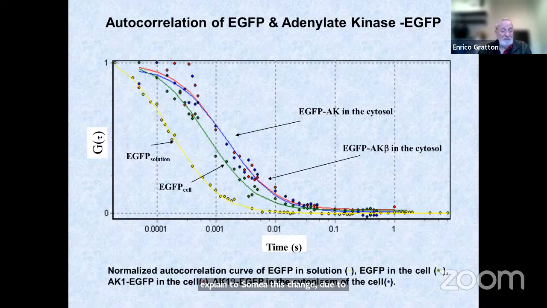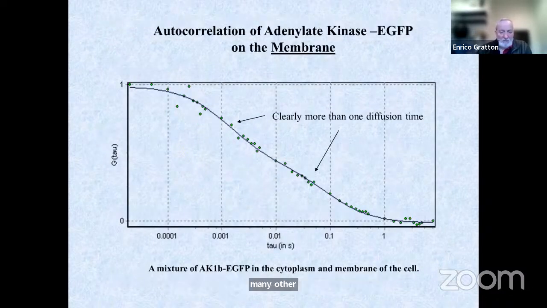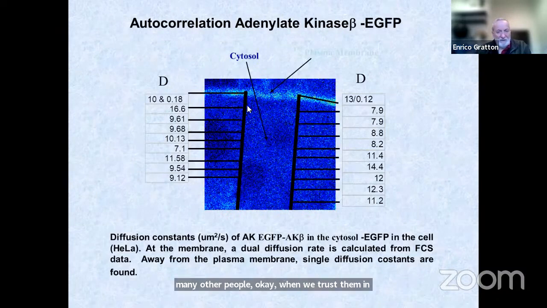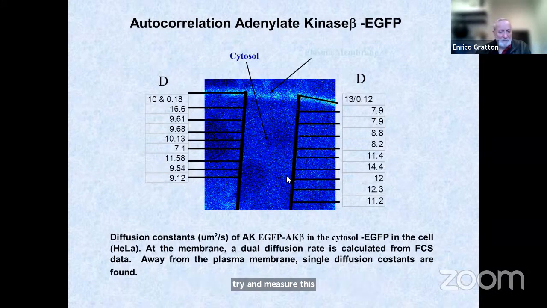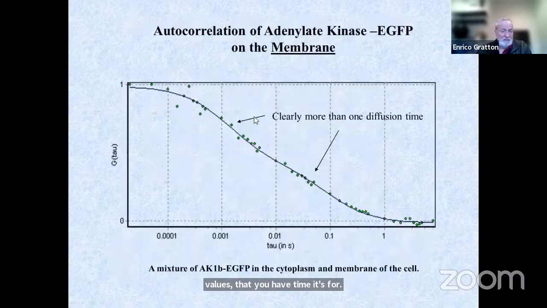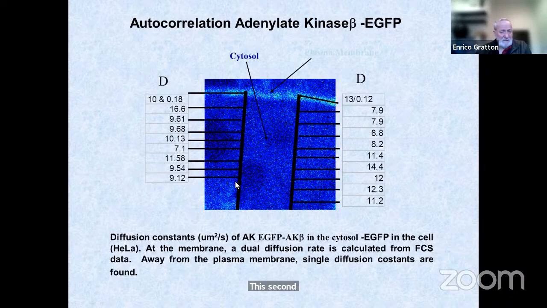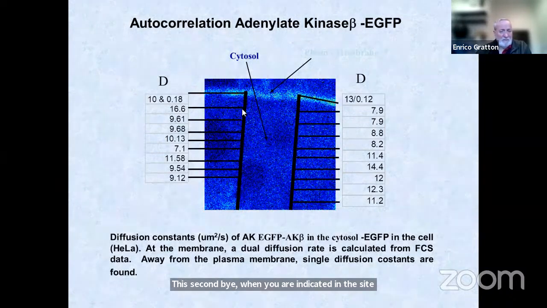And that was done by us and by many other people. Okay. When we cross the membrane, like in this particular case, we go from that value and we trace and measure this value, and then you measure this value. You see that the values here are true values that you obtain for the correlation function. And in fact, you can see the first relaxation, the second relaxation. But when you are in the cytoplasm, you can see only one relaxation time.